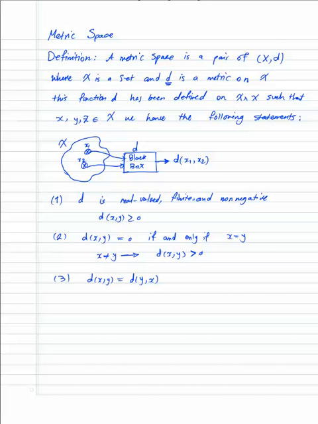This is called the symmetric property of the metric space, of the function, the metric that you define on a metric space. This is obvious. Let's go to the fourth one, which is called the triangle inequality. It is d(x,y) less than or equal to d(x,z) plus d(z,y). This is called the triangle inequality, and the previous one is called symmetry.